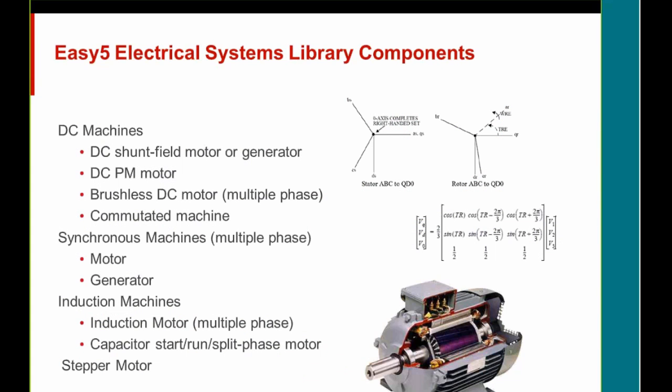So what is in the electrical systems library? We have a number of machines, DC machines. You have shunt field motors or generators, permanent magnet motors, a brushless DC motor, and commutated machines. And many of these machines are multiple or single phase. You can select what you want.